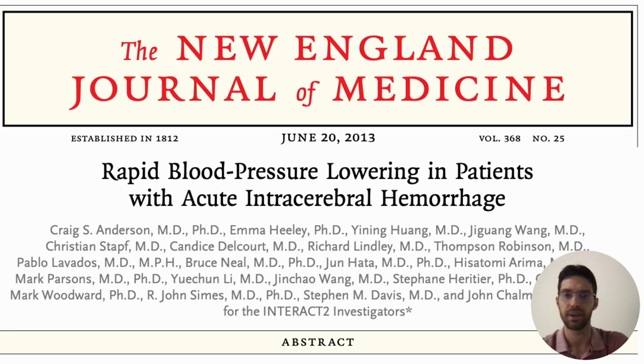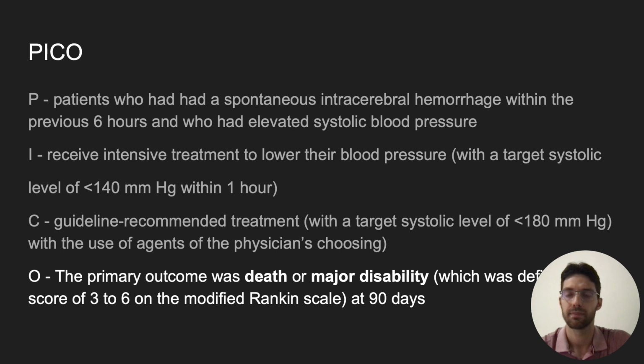The upper and lower limits of blood pressure in these patients, that is, with acute intracerebral hemorrhage, are a vital part of the treatment decision-making process. These are severe patients who require continuous monitoring and admission to the intensive care unit. Today we will focus on the primary outcome, but before, in order to understand the main idea of the publication, we will use the PICO framework.